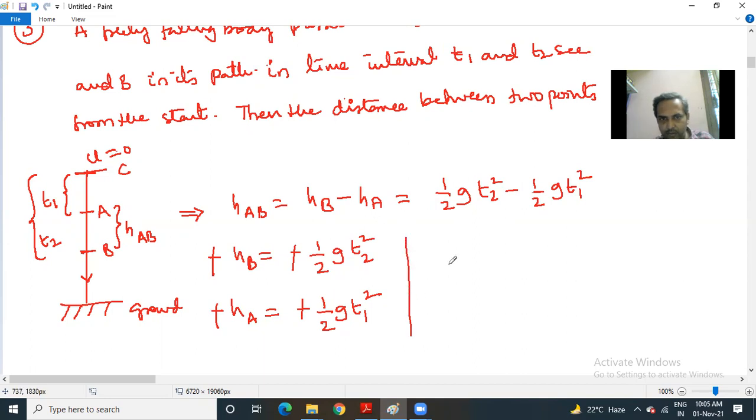So the final output is hAB, the distance between points A and B, is, okay, so half g you can take out common. So it will be t2 square minus t1 square. So this is the desired equation.